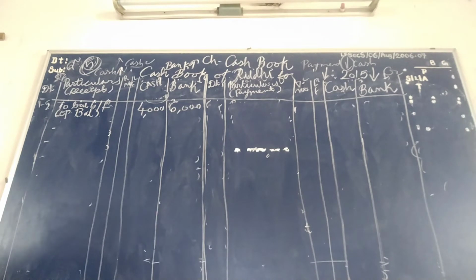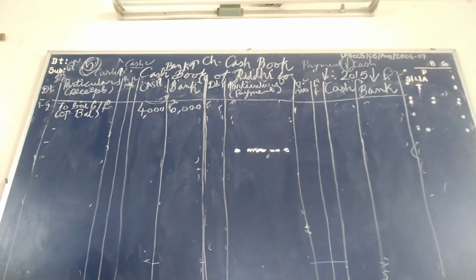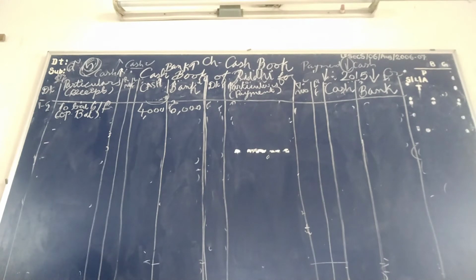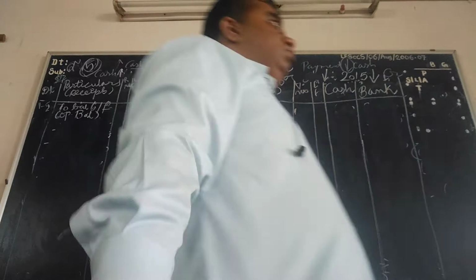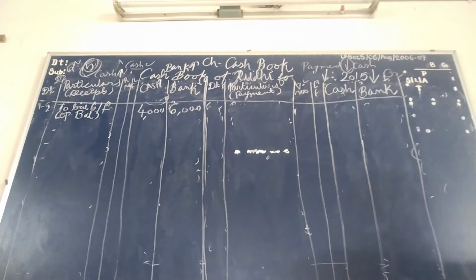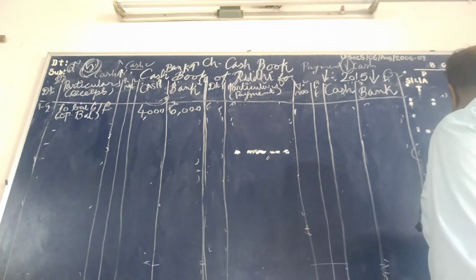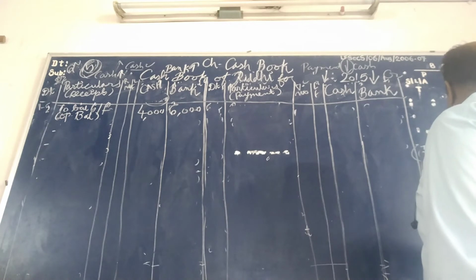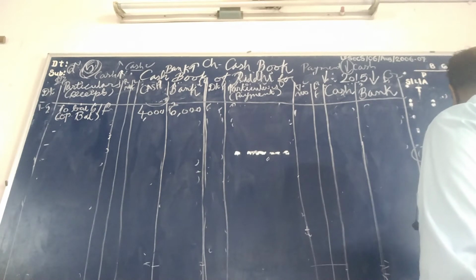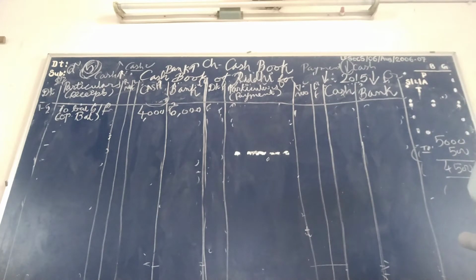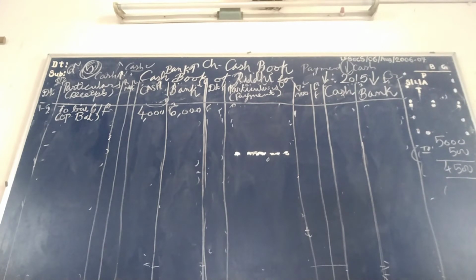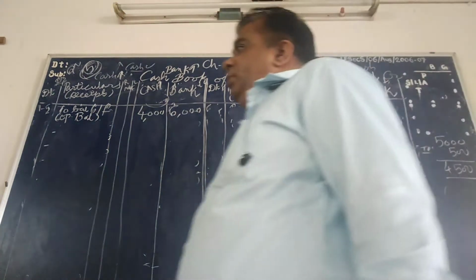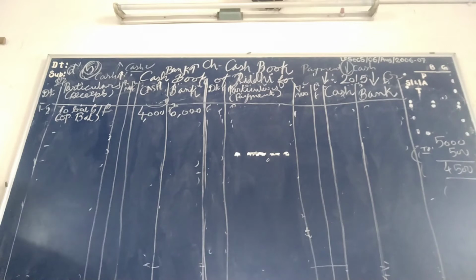Then the next one, on 2nd May, goods of rupees 5,000 sold to Monica at 10% trade discount. So 5,000 minus 10% trade discount, 500 will be deducted, so 4,500. And Monica issued a cheque, so we received the amount in the form of cheque.